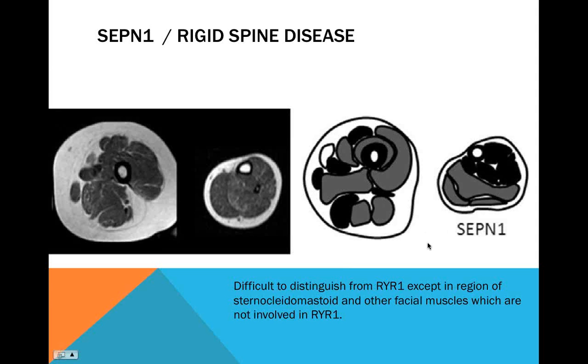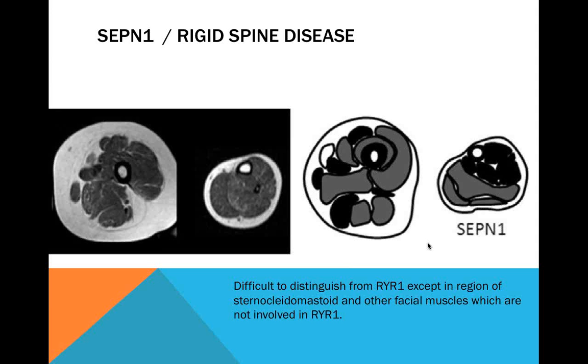An additional thing is that the sternocleidomastoid muscles in patients with SEPN1 or rigid spine disease tend to be more involved than in RYR1 patients or central core disease. So that's one distinguishing feature, and the only way that you can actually pick up on that is if you were to do a whole body MRI.